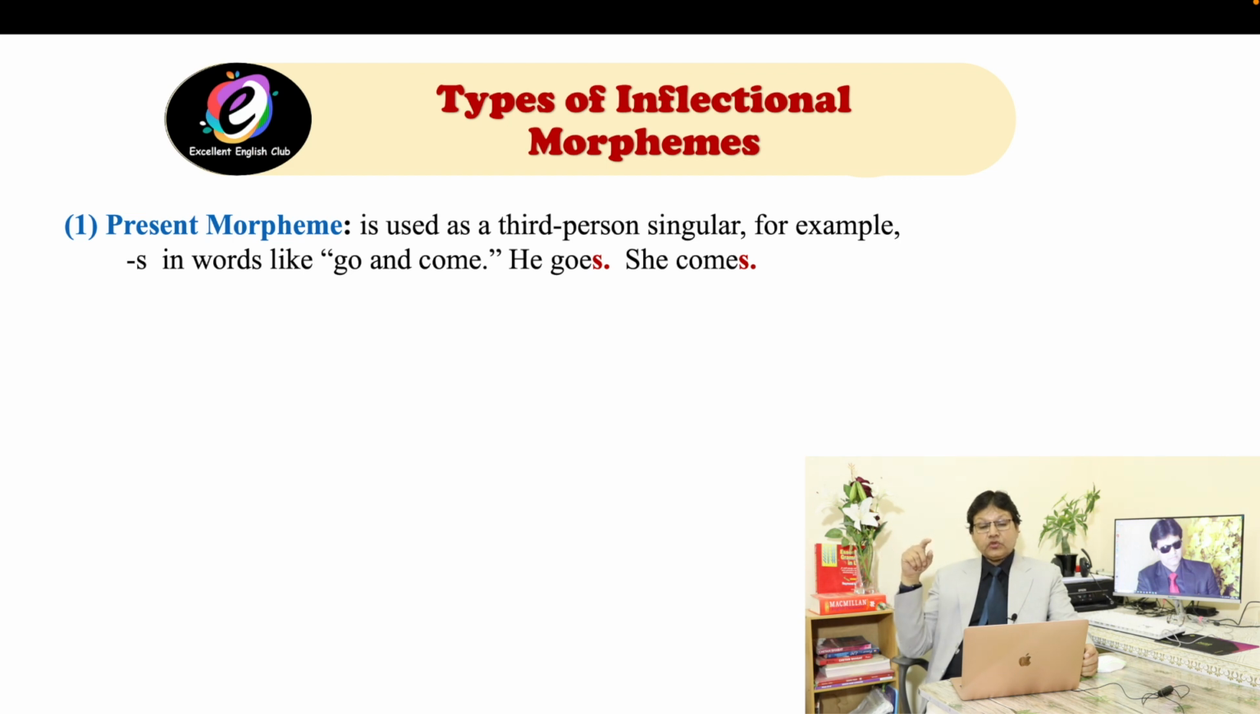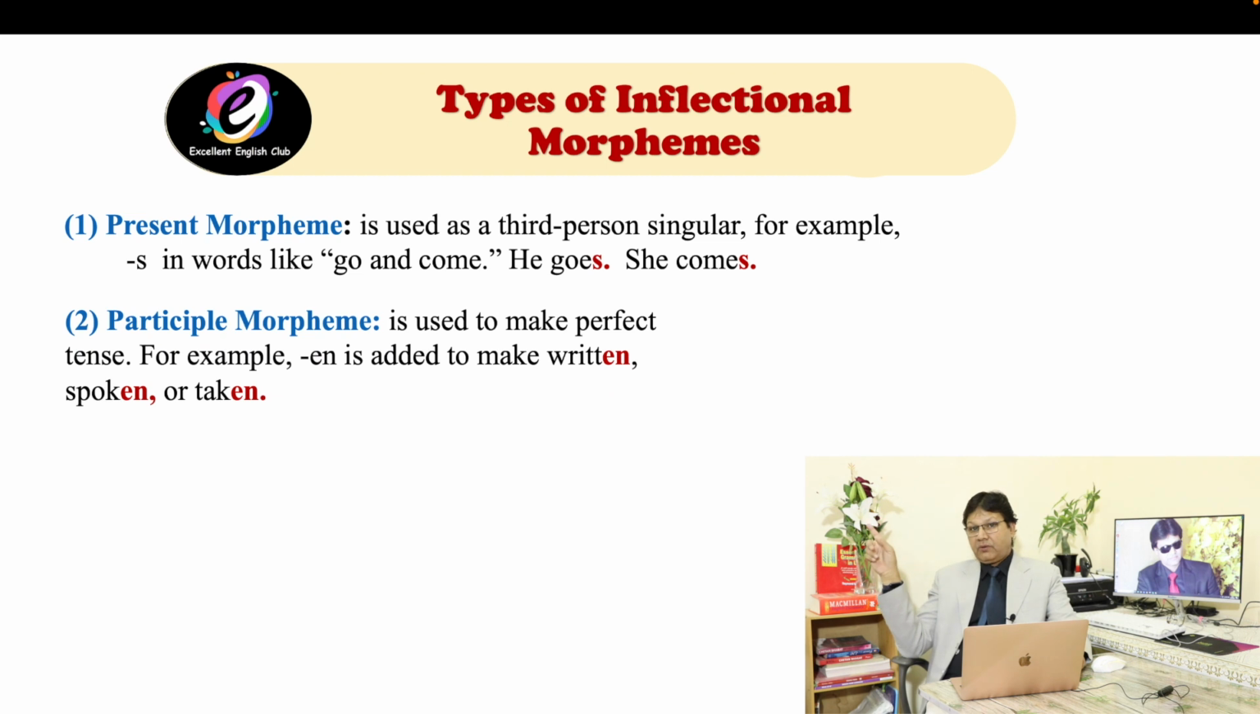Present morpheme is used as the third person singular. For example, as in the words go and come: he goes, she comes. This s is a present morpheme.